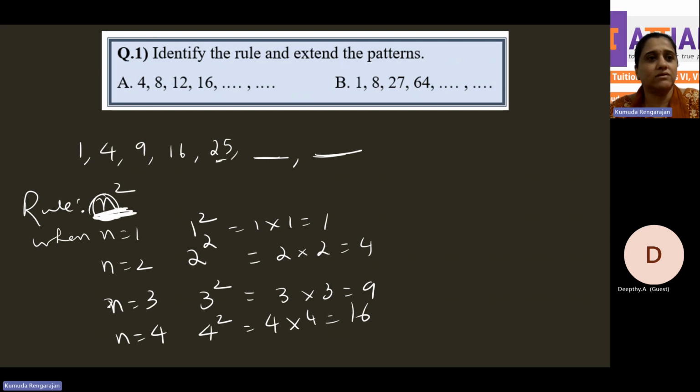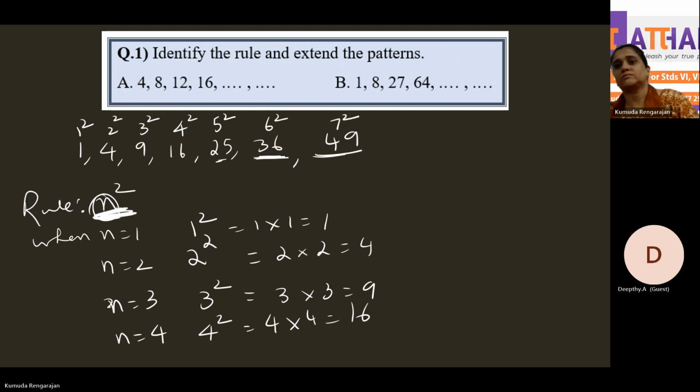The fifth is 25 here. Next one, 36 and 49, because this is 1 squared, this is 2 squared, this is 3 squared, this is 4 squared, this is 5 squared. So this has to be 6 squared and this one has to be 7 squared. The first one is 1 into 1, the second is 2 into 2, the third is 3 into 3, the fourth is 4 into 4, the fifth is 5 into 5.